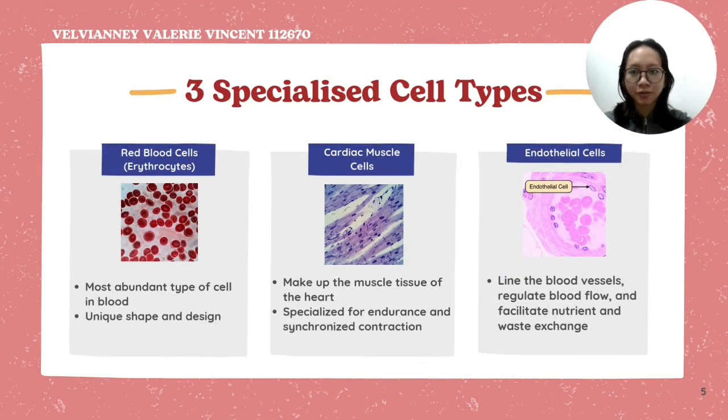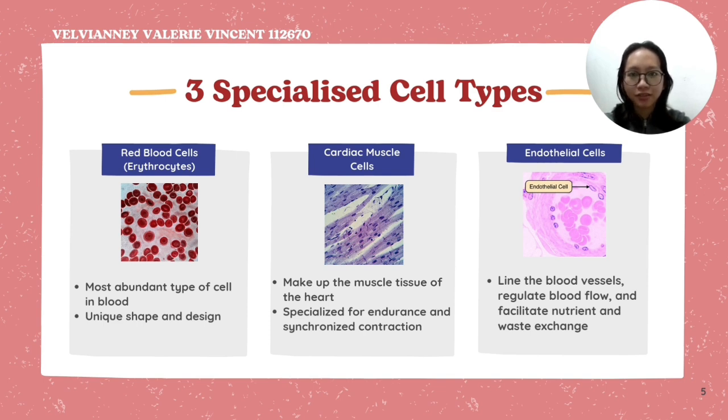Hello, I am going to talk about the specialized cells that make up the circulatory system. Red blood cells are the most abundant type of cells in our blood. These cells have a unique shape and design that make them efficient at their job.